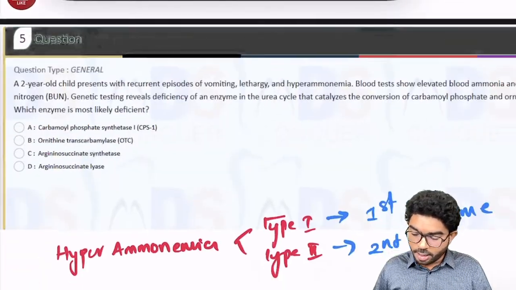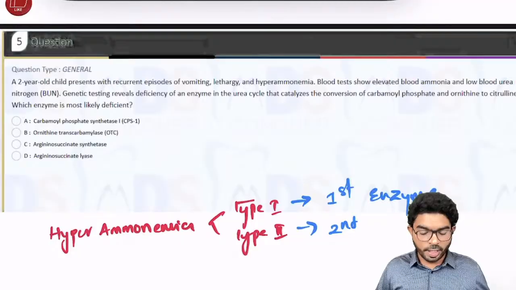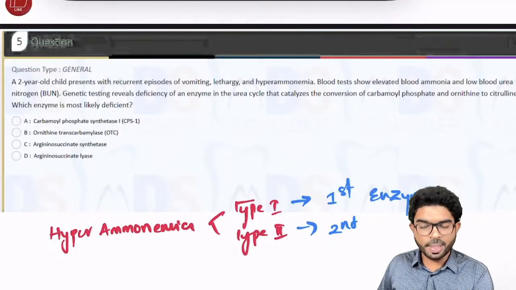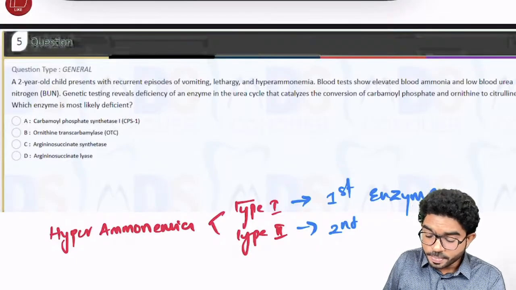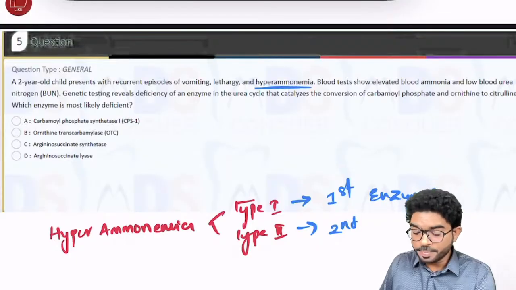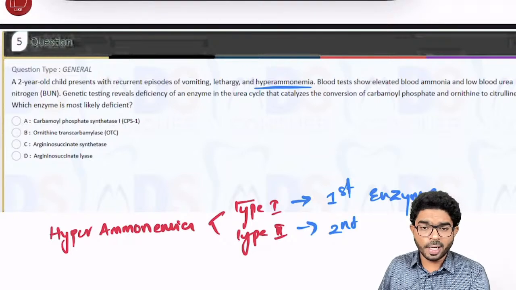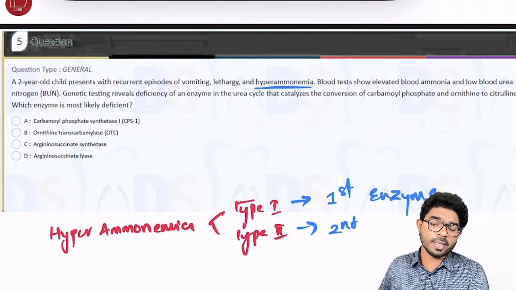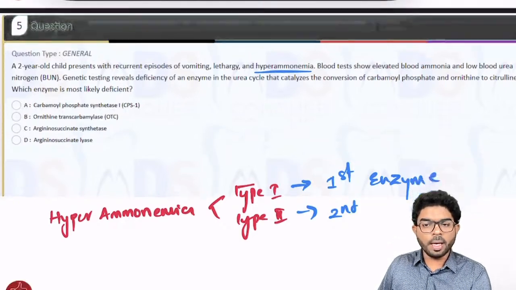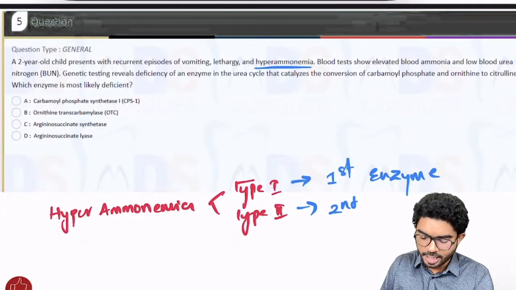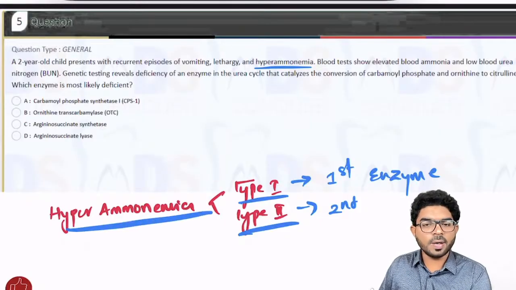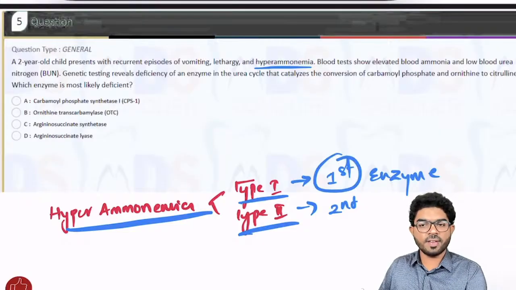Okay, right. Then comes question number 5. Now a 2-year-old baby is there with recurrent vomiting. Again, vomiting and all these things are very common. You have hyperammonemia. Ammonia gets accumulated in the body, and we discussed a table when we were talking about the urea cycle. Whenever there is a deficiency of the first 2 enzymes in the urea cycle, you see this particular condition called hyperammonemia. Type 1 is due to deficiency of the first enzyme, and type 2 is due to deficiency of the second enzyme.